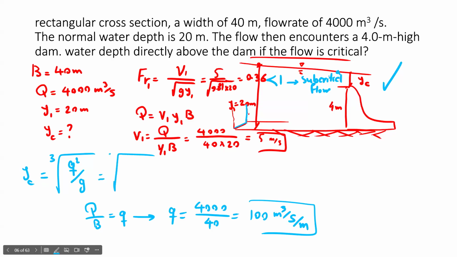So here, over 9.81, which gives me this result. So the water above the dam is around 10 meter. And as you can see, we didn't use the depth of the dam or the height of the dam. That was the information that we didn't use.